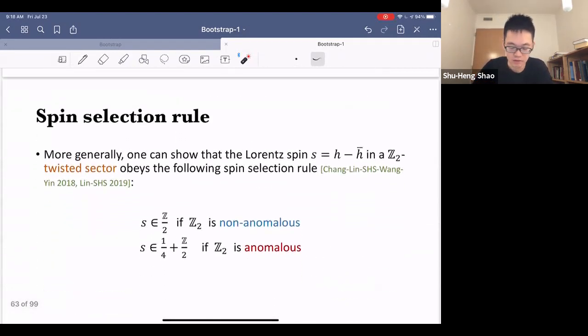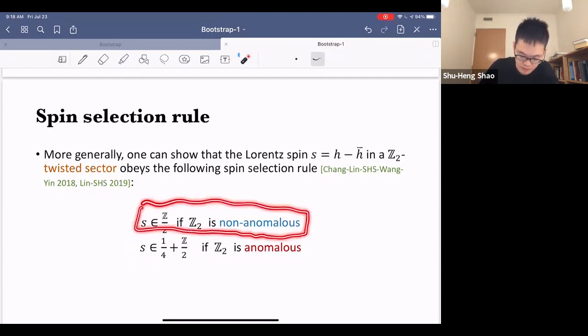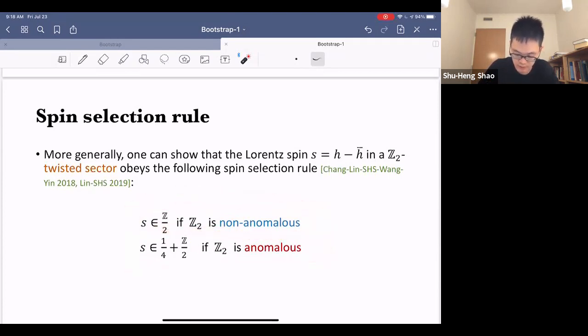So above, I only did the free boson case. But in fact, more generally, using the machinery of topological defect lines, you can show that the Lorentz spin of a Z2 twisted sector obeys the following spin selection rule. When the Z2 is non-anomalous, the spin has to be of this form. When it's anomalous, it has to be of this form. And you can show using the machinery of topological lines that these are the only two cases. And in this case, you can gauge it and get a consistent theory.